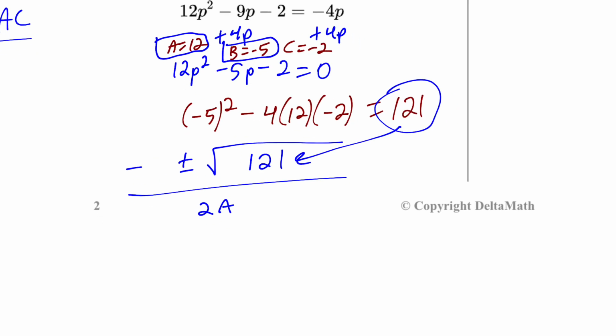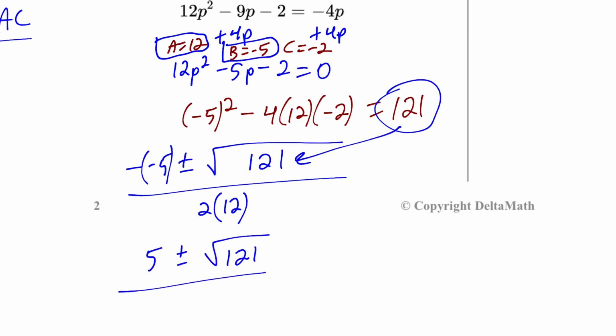So this negative b turns out to be negative 5. And this a value turns out to be 12. So I'll put parentheses around those. And remember that 2 negatives cancels out. So this is going to be 5 plus or minus the square root of 121 all over 24.